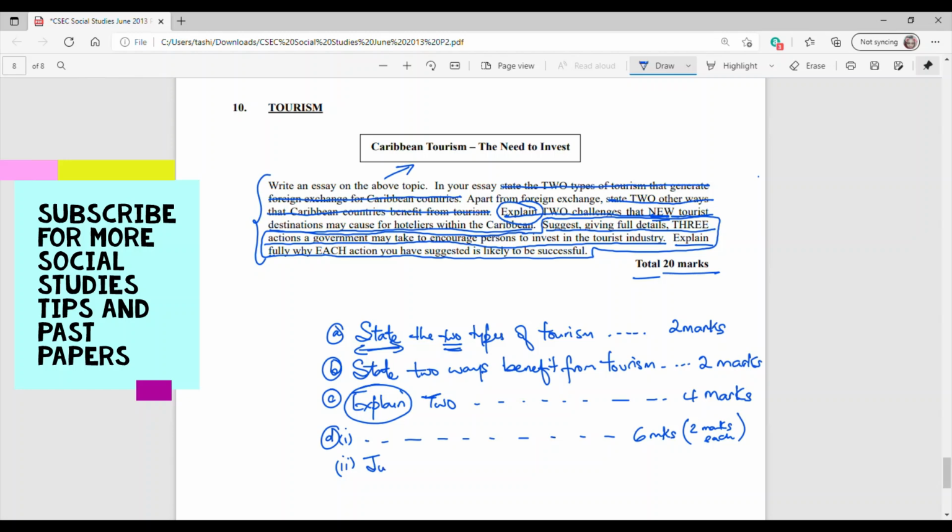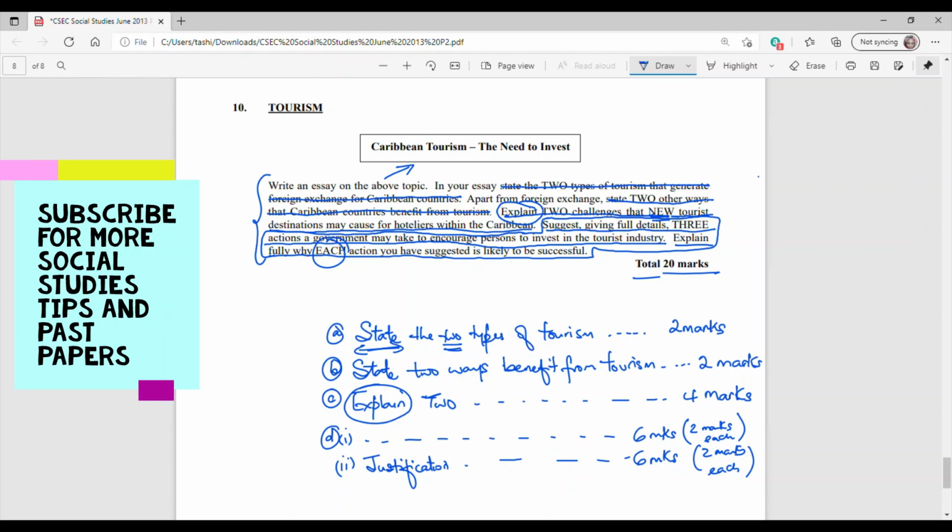So part 2, you are explaining fully why each action will work, or what we have seen it called on the papers, it is called justification. So for that justification, you're explaining why each is likely to work. So you're doing 3 explanations there. So that will give you another 6 marks. Also 2 marks for each explanation. So that would have been the end of what you are required to do.